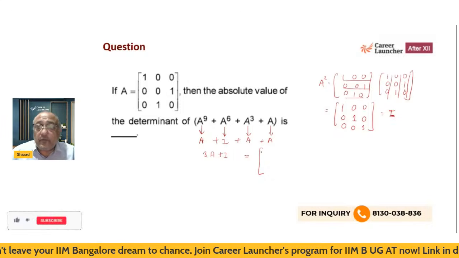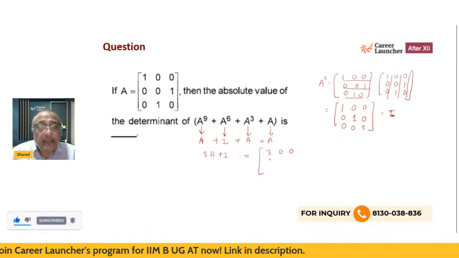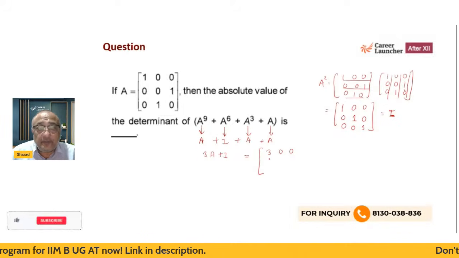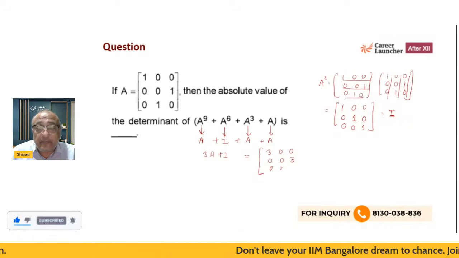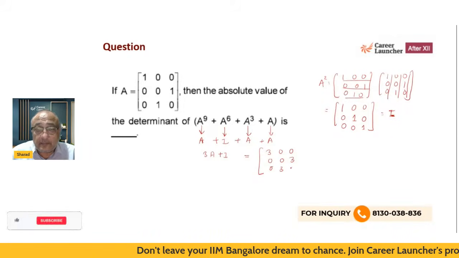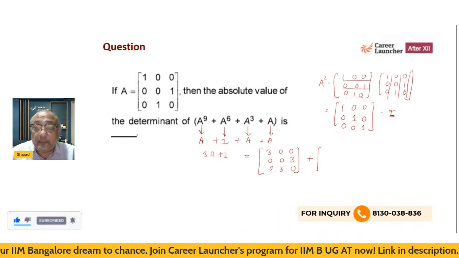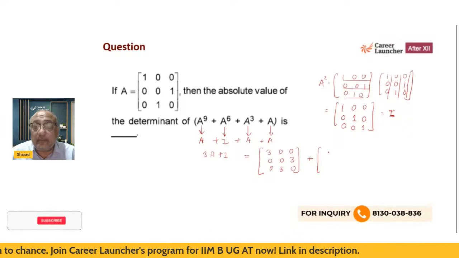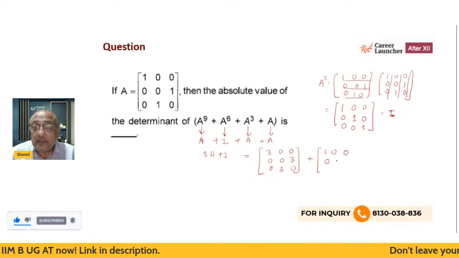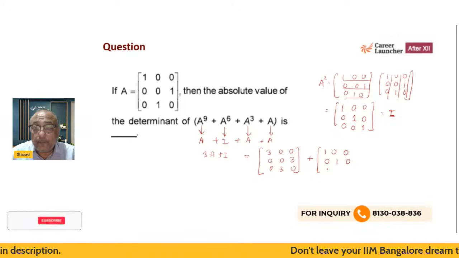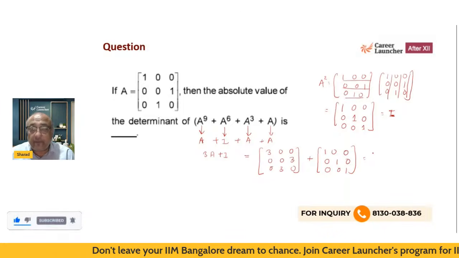Here we will write 3a, which is 3, 0, 0, and over here we'll have 0, 0, 3. Everything will get multiplied with 3. Plus, why am I not directly taking the determinant? Because first I have to come to a singular matrix, then I can find the determinant. And this is 1, 0, 0, 0, 1, 0, 0, 0, 1. Let's solve this and see what we have over here.